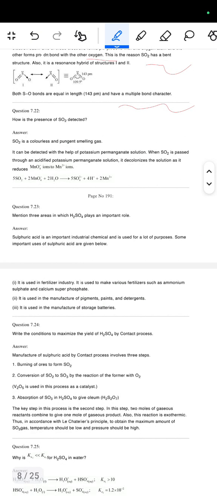Next is: how is the presence of SO2 detected? SO2 is a colorless and pungent smelling gas. It can be detected with the help of potassium permanganate solution. When SO2 is passed through an acidified potassium permanganate solution, it decolorizes the solution as it reduces MnO4 minus ions to the Mn2 plus ion. So 5SO2 plus 2MnO4 minus plus 2H2O gives 5SO4 2 minus plus 4H plus plus 2Mn2 plus.